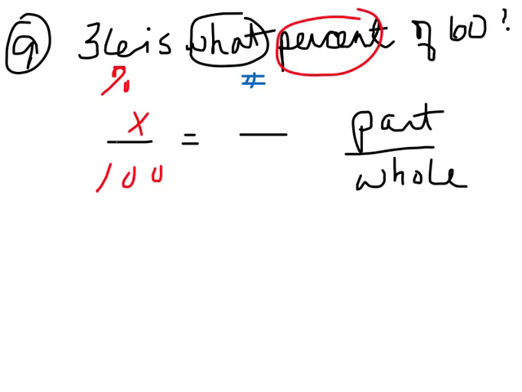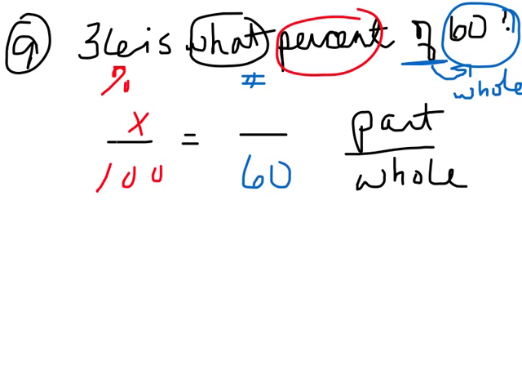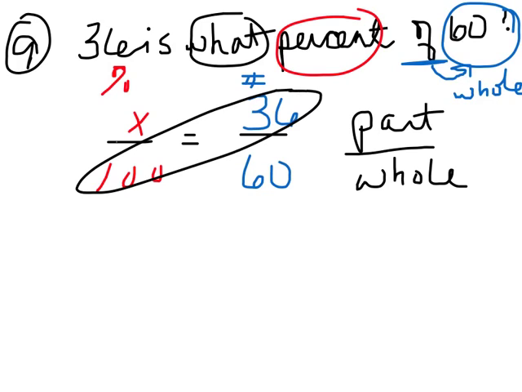Okay? 36 is what percent of 60? Remember, we see the word of. That tells me the whole is coming next. 60 is my whole. That means 36 has to be my part because that's the only thing left. And if you think about the problem, that is part of the whole, isn't it? 36 is part of 60. What percent is it? Okay, so now to solve this, we're going to cross multiply.